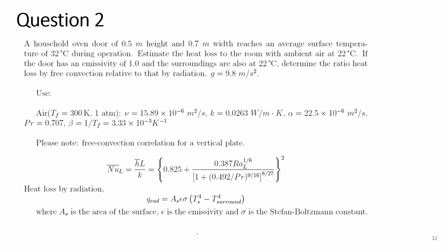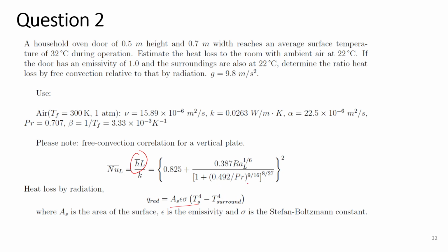So in order to solve this, first you need to find this heat transfer coefficient. Once you have this heat transfer coefficient, you can calculate the heat loss due to convection, and the heat loss due to radiation will straight away be given by this equation, and then you can add both the terms in order to find the total heat loss. Similarly, in order to find the ratio, you can just take the ratio of both the terms.